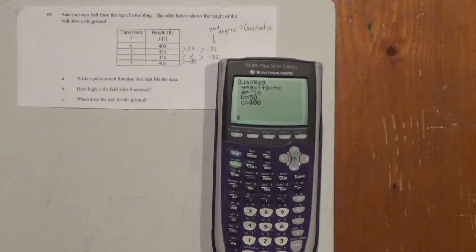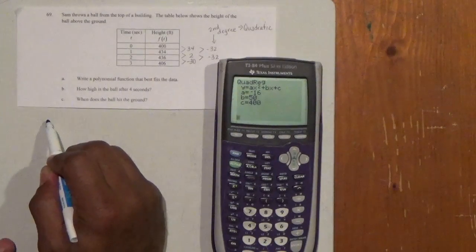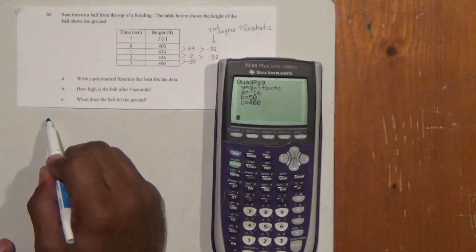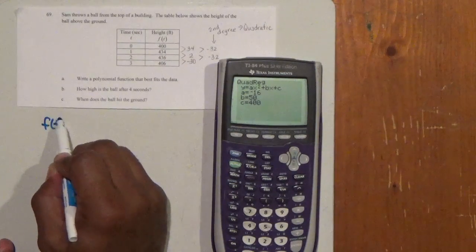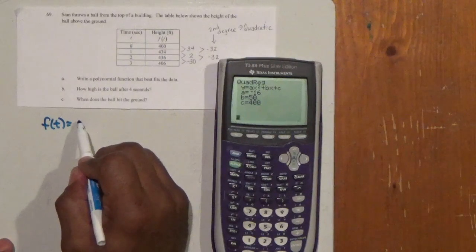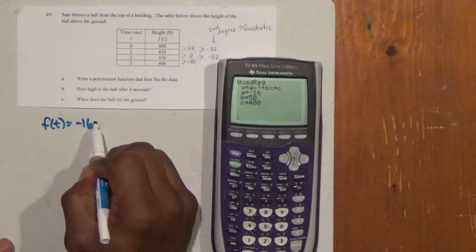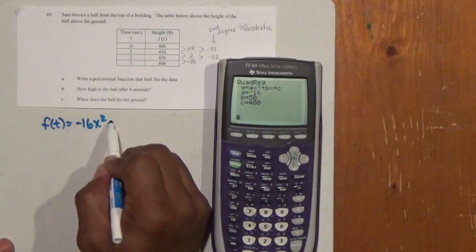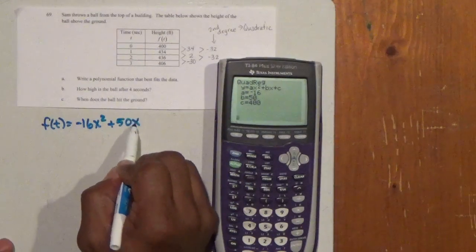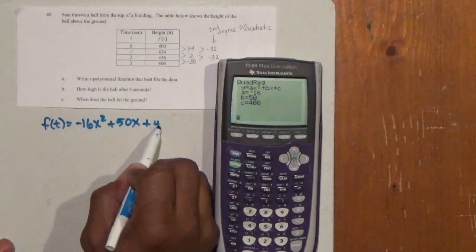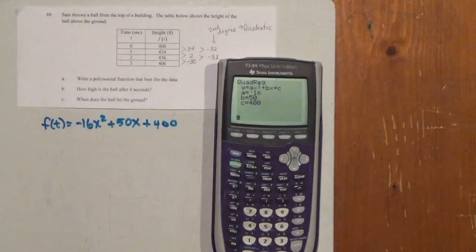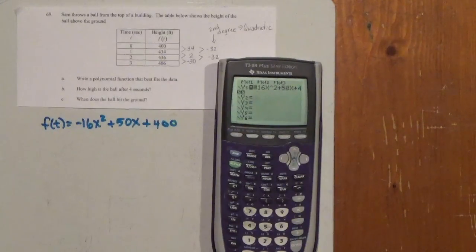So for A, our function f of t, or you can write y, is going to give us negative 16x squared plus 50x plus 400. The good thing about doing that whole L1, L2, Y1 thing is that it puts the equation in Y1 for you, and then you can answer the other questions.